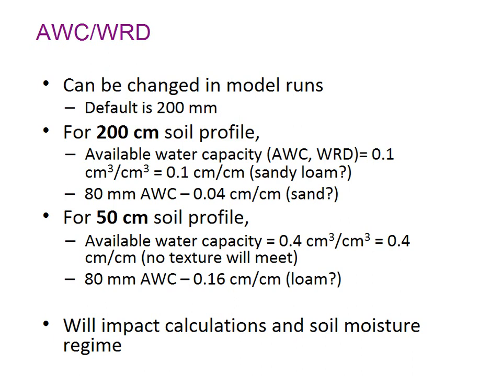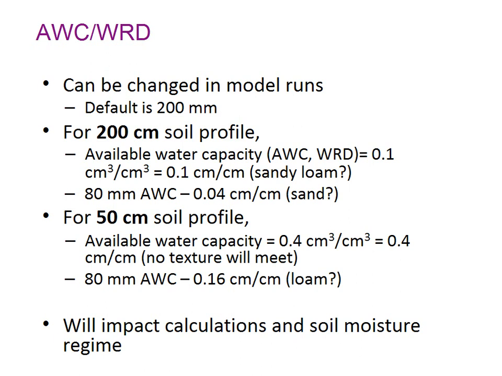Now, if it's a shallow soil, 50 centimeters to hard rock, we use the same 200 millimeters, now it becomes 4/10 of a centimeter per centimeter, or 4 millimeters per centimeter. There aren't any mineral textures that hold that much water. Organics maybe, but no mineral textures. You go to 80 millimeters of available water, maybe it's 0.16, something maybe like a loam or a clay loam or something like that.